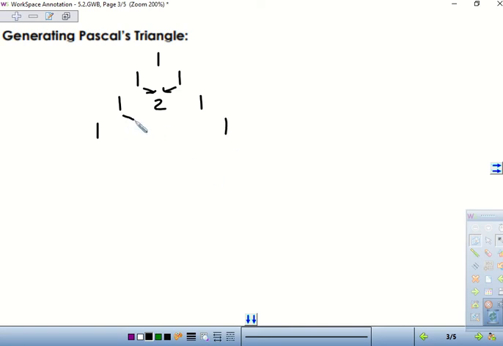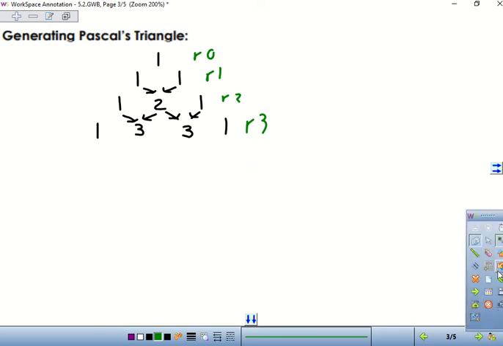What is 1 plus 2? 1 plus 2 again? 3. So to keep you in balance here of what's going on, this is row 0. This is row 1, row 2, and row 3. You know you're doing it right when your row has 1 more number than the row you're in. You see that? Row 0 has 1. Row 1 has 2 numbers. Row 2 has 3 numbers. Row 3 has 4. Okay, that's how you know you've been doing it right.